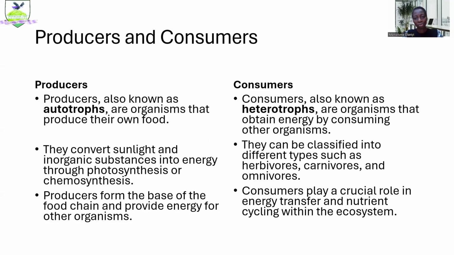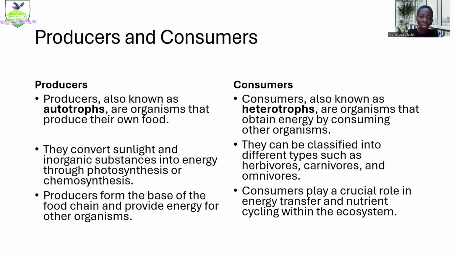Let's compare producers and consumers. Producers are known as autotrophs, and they are organisms that produce their own food, while consumers are known as heterotrophs, and they are organisms that don't produce their own foods. Rather, they obtain the required energy by consuming other organisms. Producers form the base of the food chain, and they provide energy for other organisms, while consumers play a crucial role in transfer of energy and cycling of nutrients within the ecosystem.